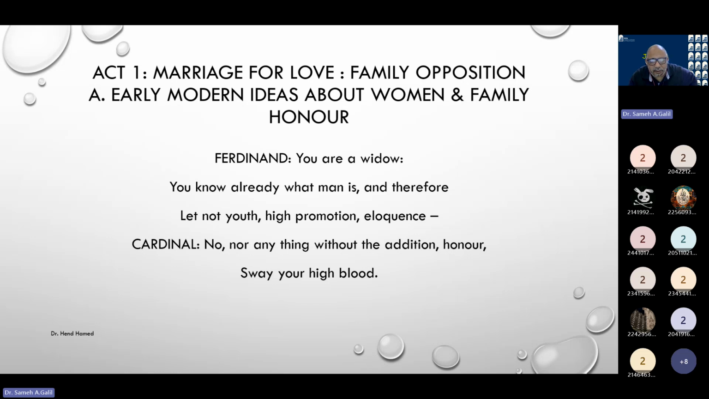And the cardinal is telling, no, nor anything without the addition, honor, swear your high power. I mean, he's trying to tell her, please remember that you are a woman of high blood. You belong to the royal family. And obviously, your choices are limited. They are limited to the limited circle of royal families like yourself.